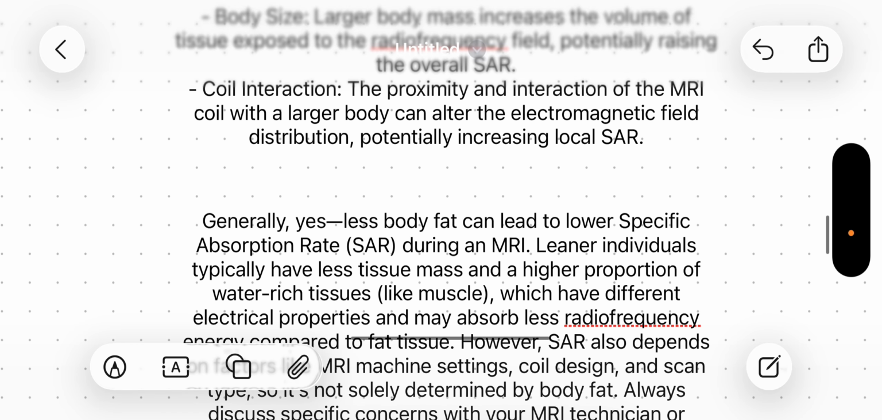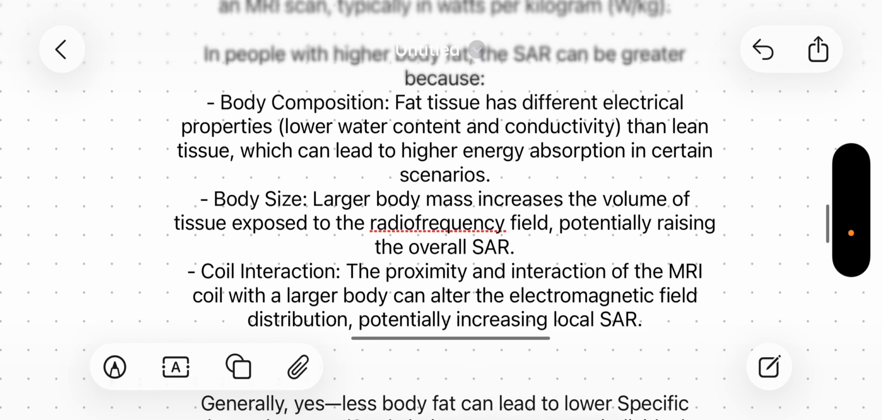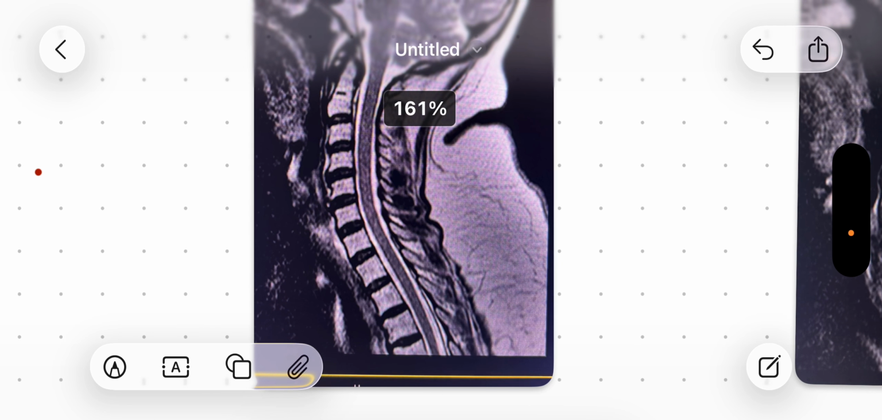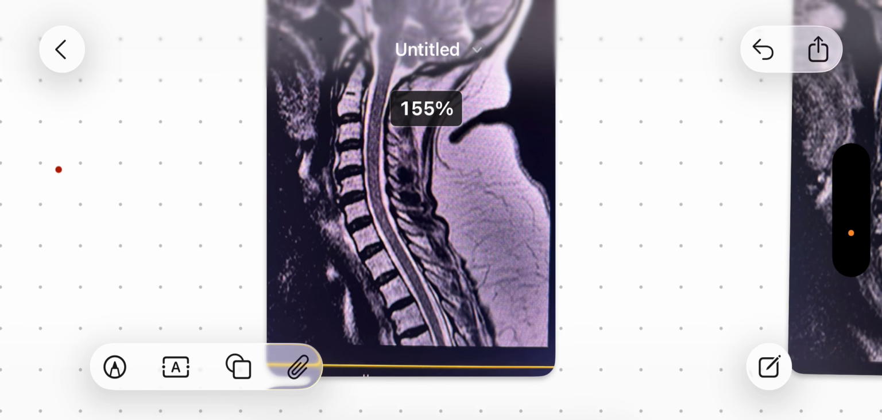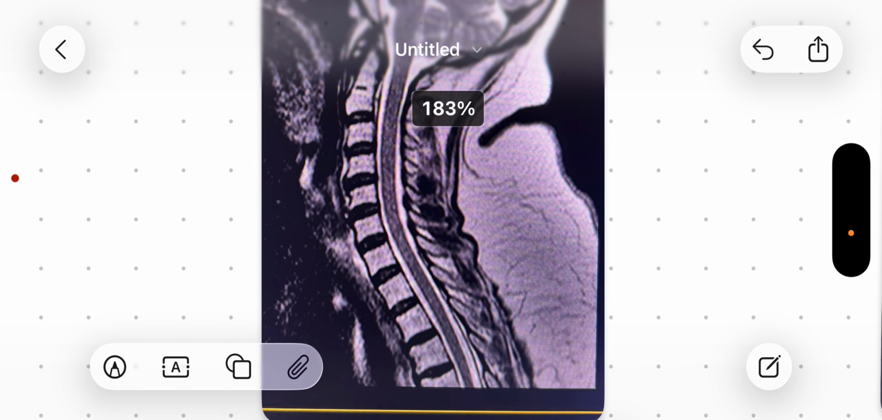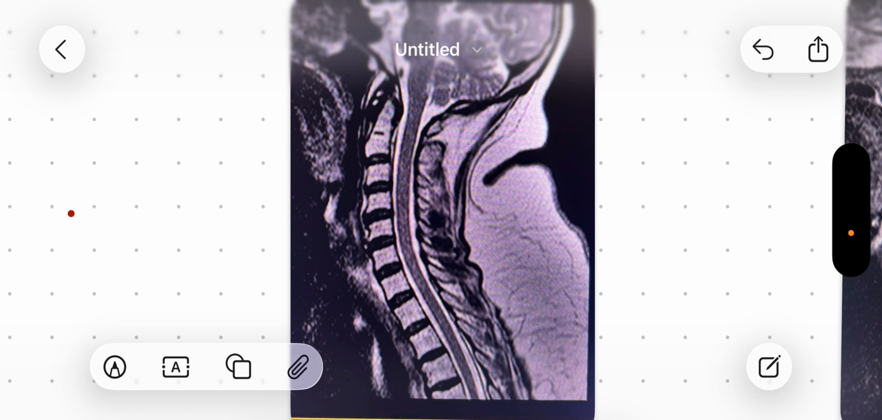Now, I mention all of this because I want to show you a fat person's cervical MRI. Now, this one is a T2 sagittal image right in the middle. So it's a mid-sagittal T2 weighted. Okay, so we have this person.